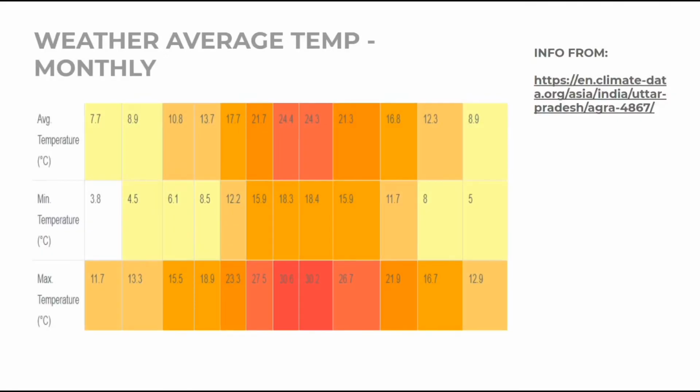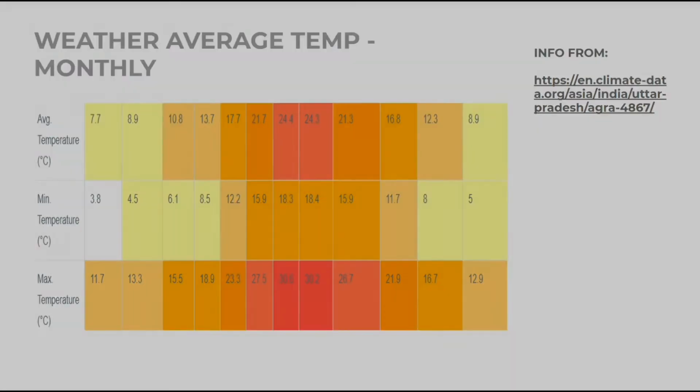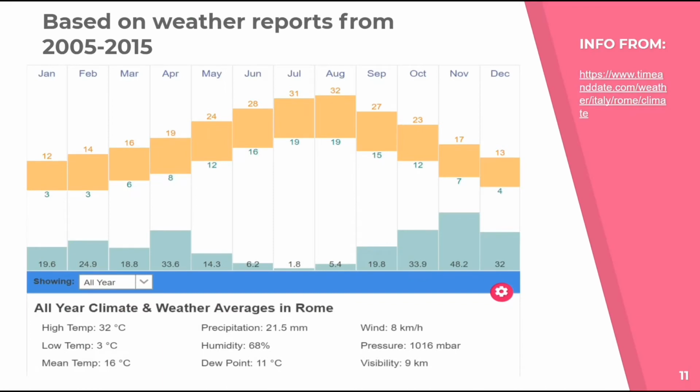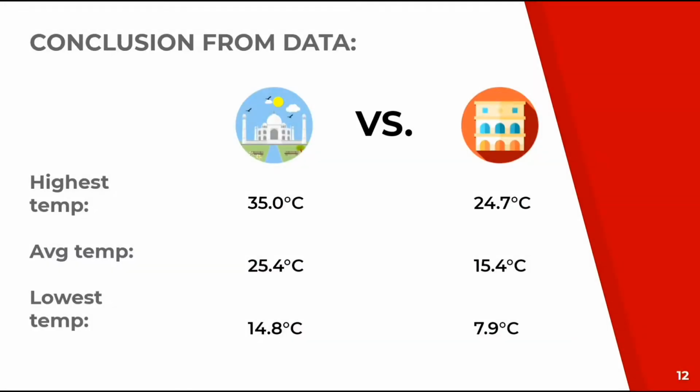Throughout the years, temperatures can vary about 16.7 degrees Celsius, with temperatures averaging about 15.4 degrees Celsius. This graph shows the highest, lowest, and average temperatures throughout the year. This slide shows the conclusion of the different temperatures in the two environments based on the given data.